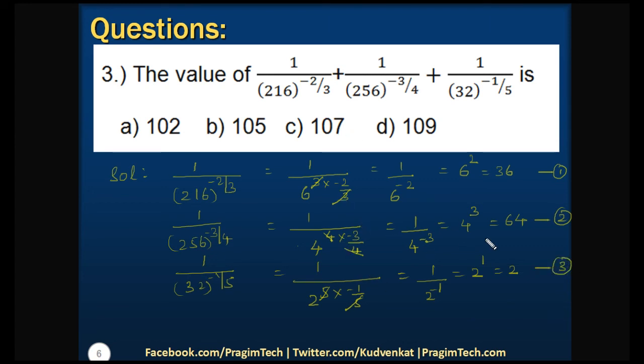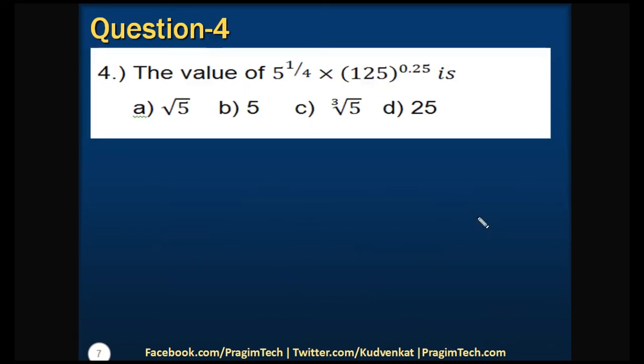According to the question, add 1, 2 and 3. That is 1 plus 2 plus 3. So that is equal to 36 plus 64 plus 2, which is nothing but 102, right? So the answer is A. Let's look into the fourth question.